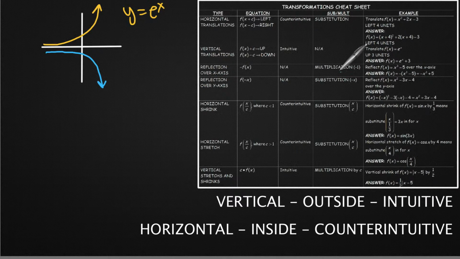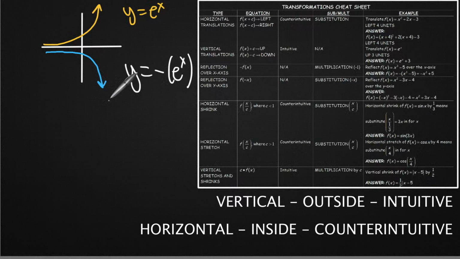This is going to be a multiplication by negative 1. You're going to multiply the entire function. So y equals negative, you're going to multiply the whole function by a negative, which is essentially going to make all the y values the opposite of what they are. So that's going to flip over.